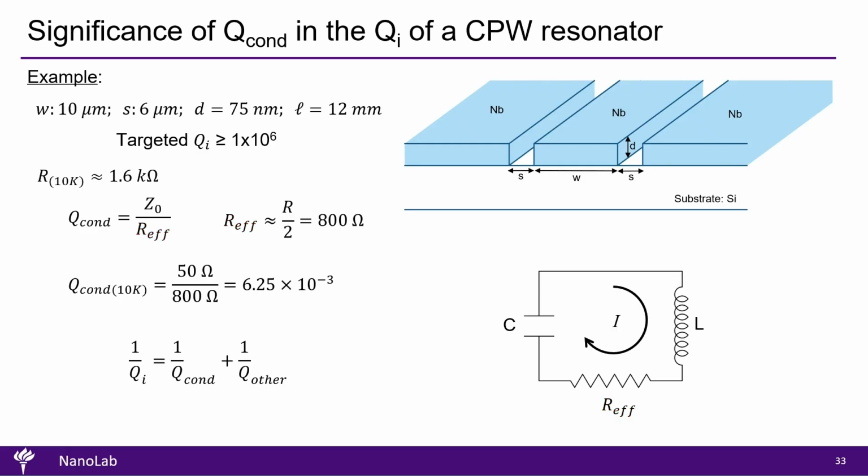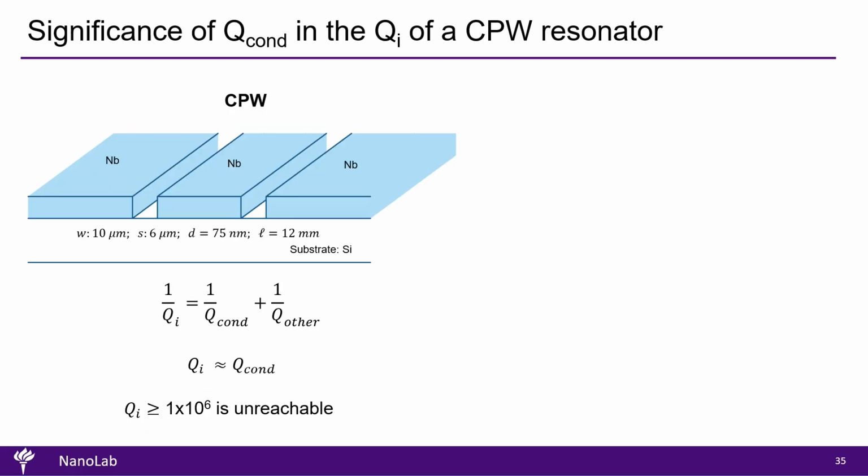Using this value in the parallel sum to calculate QI, we quickly see that QCond dominates, making it impossible to reach the targeted QI. Furthermore, the current in the SCPW returns through the ground planes. Even though their cross-section is much larger than the center conductor, they still contribute some conductor dissipation, further reducing QCond. Therefore, achieving a QI of 1 million or more seems impossible for a resonator of this size and material.